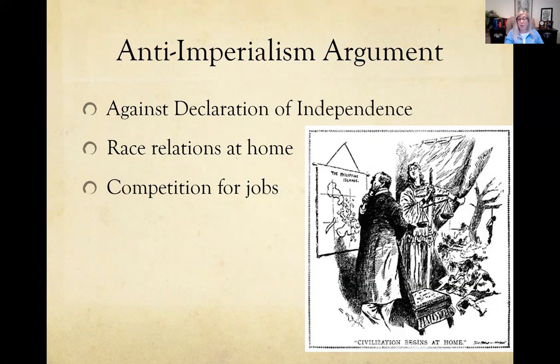And so they're saying, civilization, look at this cartoon, civilization begins at home. Is the treatment of African Americans civilized? No, in no way. So they're saying if you're trying to show yourself as this superior, more civilized nation, and you're going to go in and provide assistance to these uncivilized people, you need to look at your own house first, that there are some problems there.